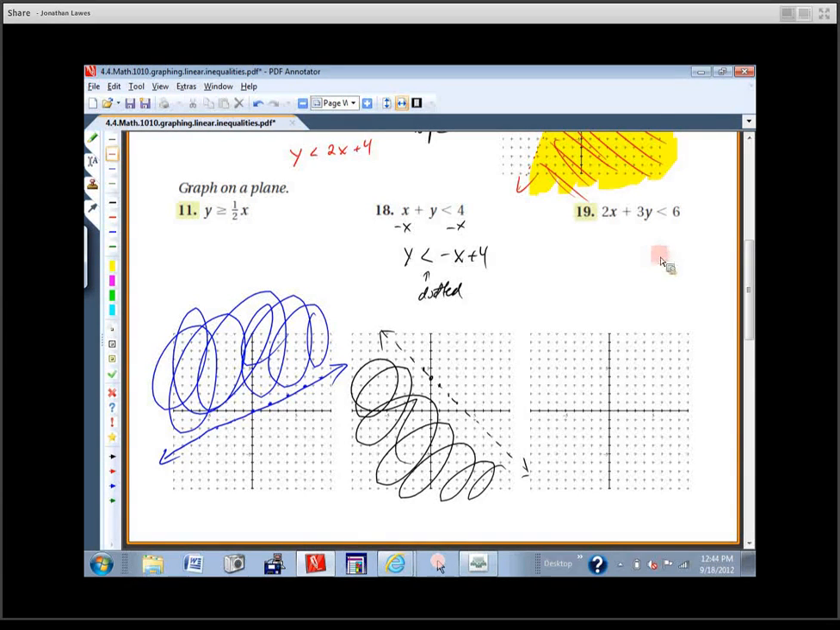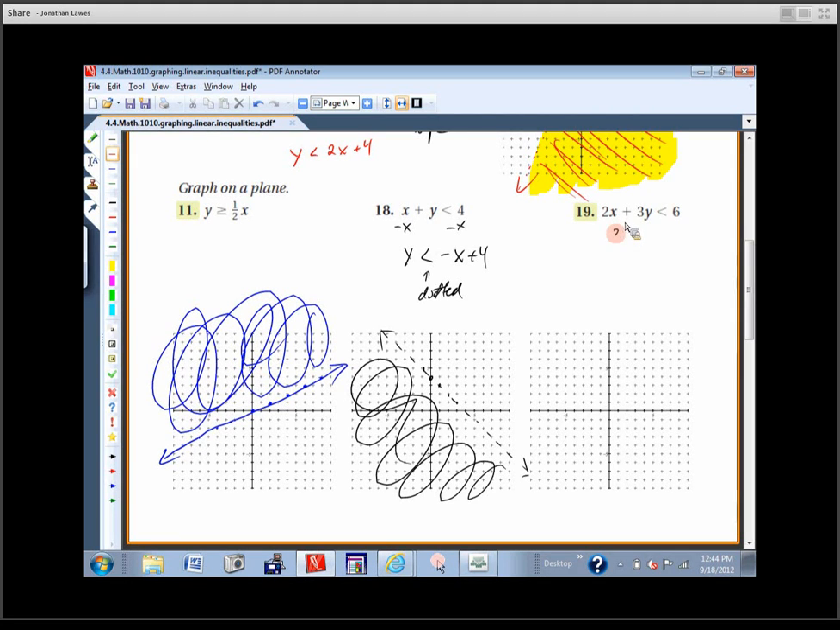Can you tell whether it's solid or dotted just by looking at it? Yes. Can you tell whether you shade above or below just by looking at it in this form? Yes. Okay, on this one you can. But I'd be really careful with this because on this one we never end up multiplying or dividing by a negative. So you can tell whether it's solid or dotted. I'd hold off until you get it in the correct form to figure out whether or not it's shaded above or below.